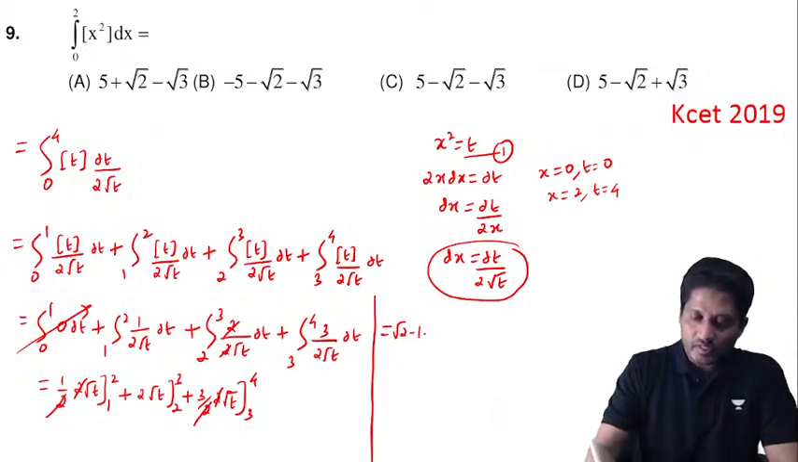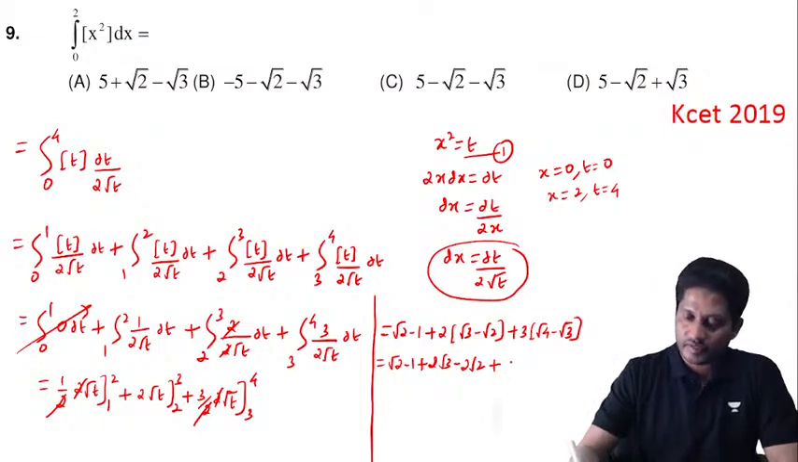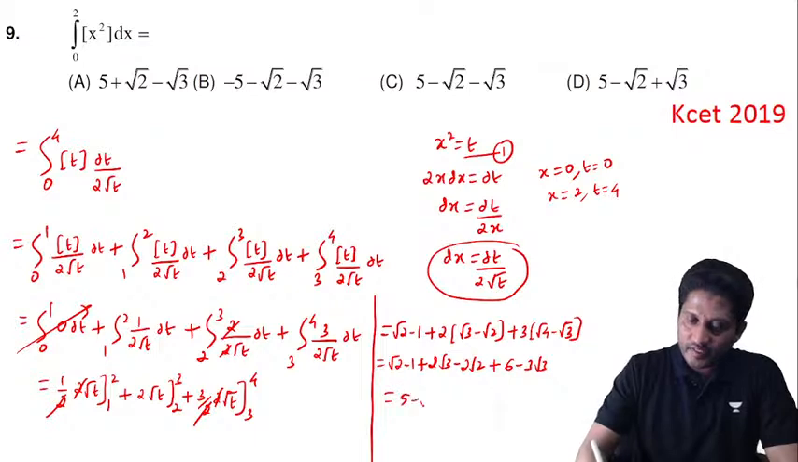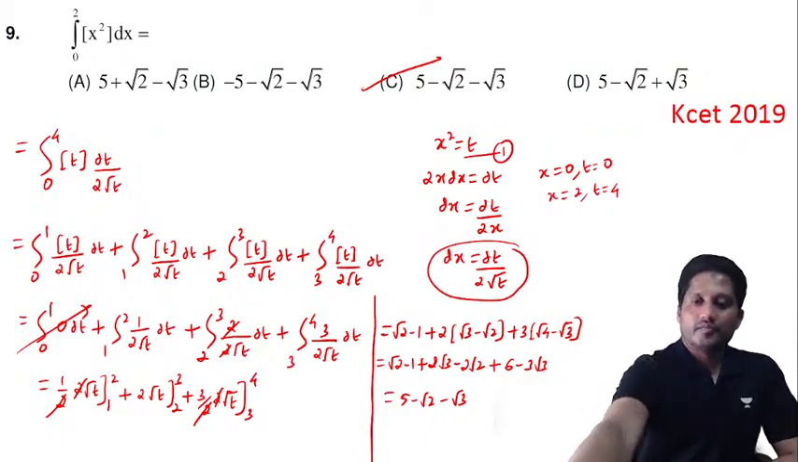Upper limit minus lower limit plus 2 times upper limit minus lower limit plus 3 into upper limit minus lower limit. So this is root 2 minus 1, okay, plus 2 into root 3 minus 2 into root 2 plus root 4 is 2, right? 2 into 3 is 6 minus 3 root 3. If I simplify, this is 5 minus root 2 minus root 3. Answer is option C. You can't apply any shortcut, guys. You have to do like this only. Let's move to the next question.